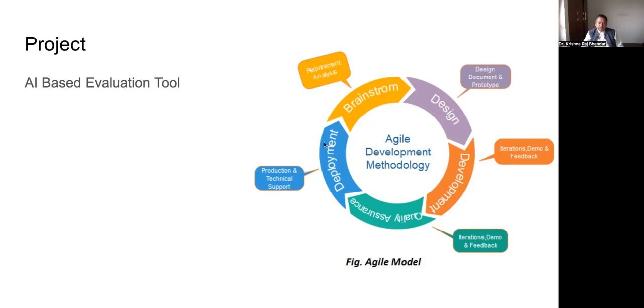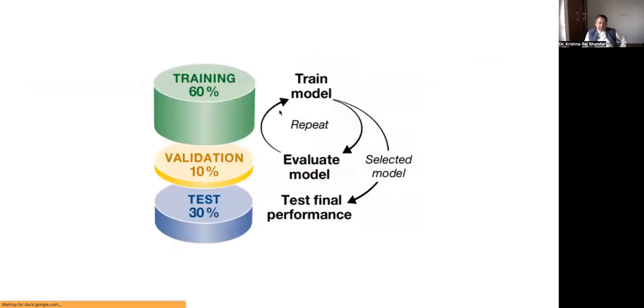So this can be very handy for the evaluation system, and here we're using the agile methodology. I will bring this to global engineering later, but now I'm just using this brainstorm, design, development, quality assurance, and deployment cycle. Build, measure, learn, loop, going in a cyclic manner. So that is the basic philosophy behind the project.